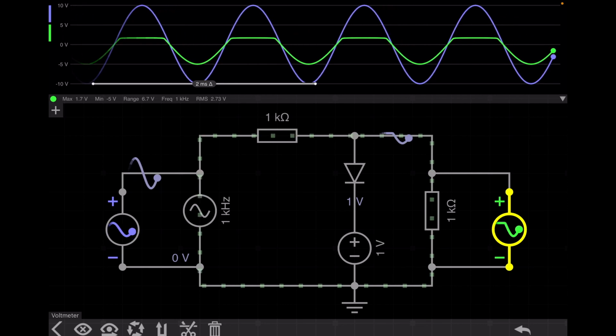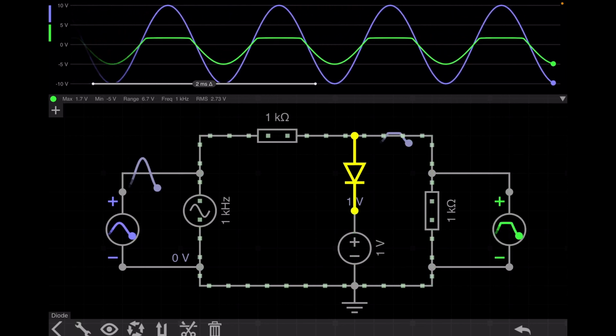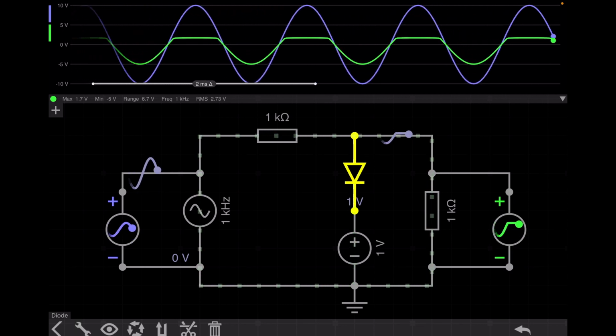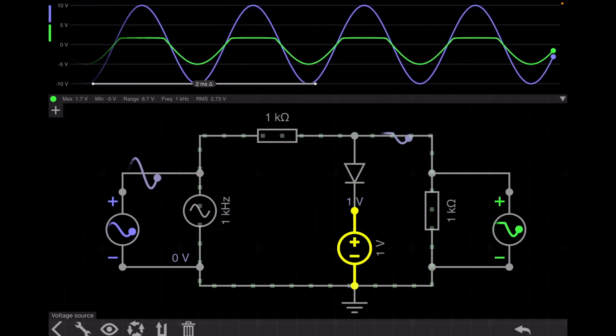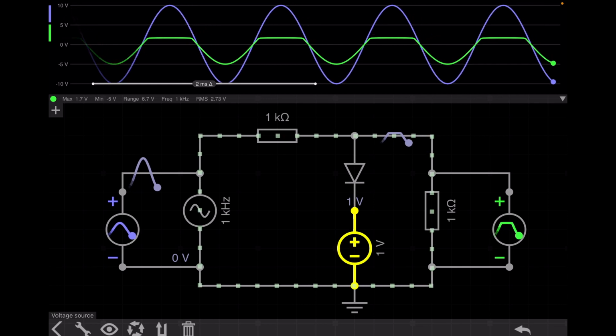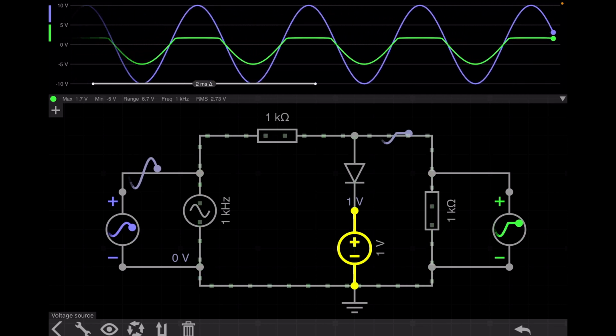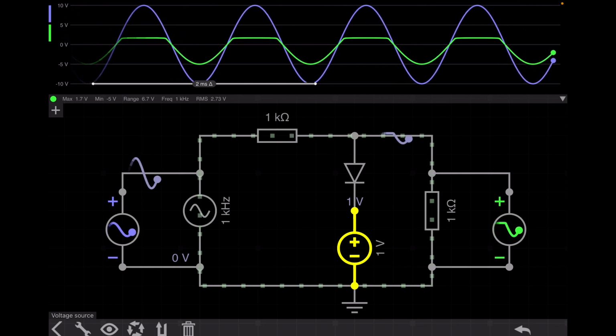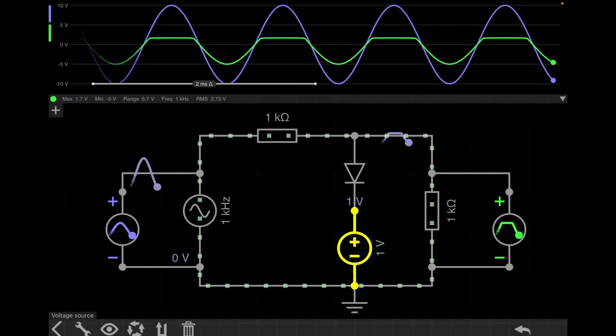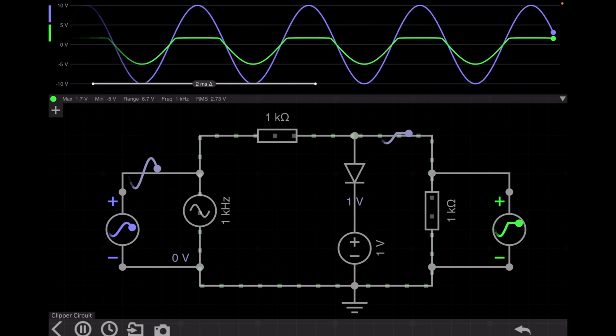As you can see here, this diode is a practical diode. That means the voltage drop across this diode is 0.7 volt. And you can see here, this voltage source is 1 volt. That means cumulatively, these two will act as a 1.7 volt voltage source. So I can control the clipping by changing the voltage of this DC voltage source.